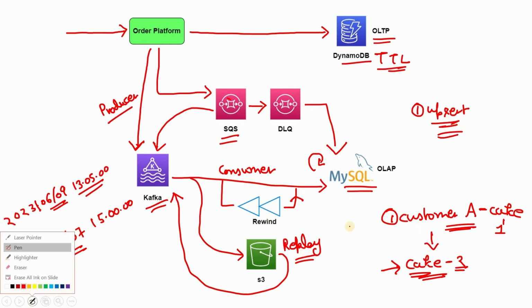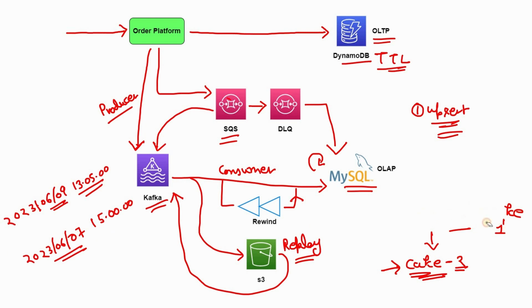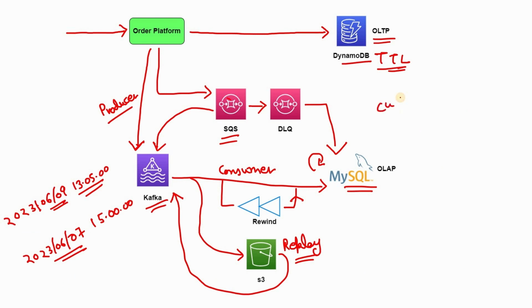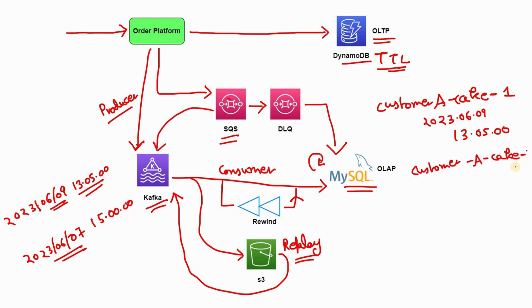And there is another situation, which is update order execution. So let us try to understand what that is. Suppose here we have customer A, who has ordered the same thing, cake, with order quantity 1. The customer did this on 2023-06-09, that is on 9th June, maybe at 1:05 PM. Then customer A updated the quantity to 2 on the same day, 9th of June, at 14:00.